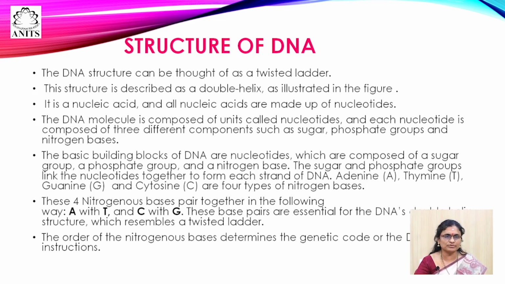The sugar and phosphate groups link the nucleotides together to form each strand of DNA. Adenine, thymine, guanine, and cytosine are four types of nitrogen bases. These four bases pair in the following way: adenine with thymine and cytosine with guanine, A with T and C with G. These base pairs are essential for the DNA's double helical structure, which will resemble a twisted ladder, also called as double-stranded DNA. The order of the nitrogenous bases will determine the genetic code of the DNA's instructions.